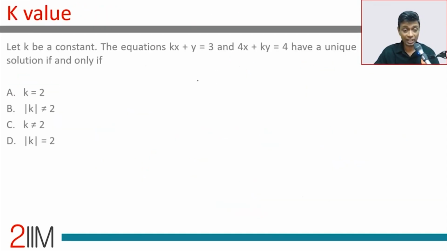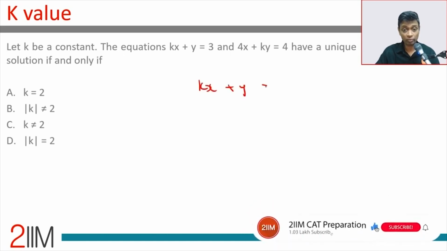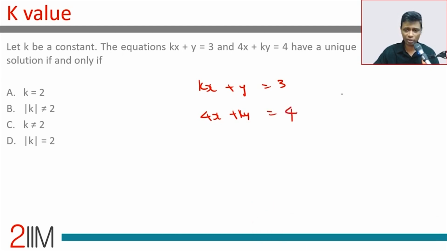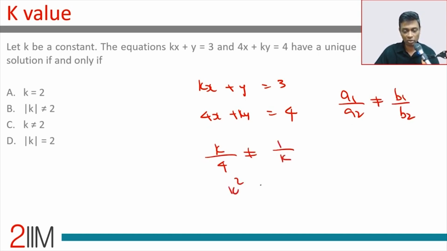Let k be a constant. The equations kx plus y equal to 3 and 4x plus ky equal to 4 have a unique solution. For unique solution, a1 by a2 should be not equal to b1 by b2. That's all we need to do. K by 4 is not equal to 1 by k. K square is not equal to 4. K should not be equal to plus or minus 2, or modulus of k not equal to 2.